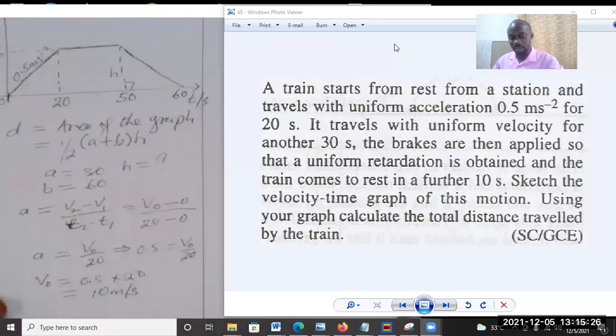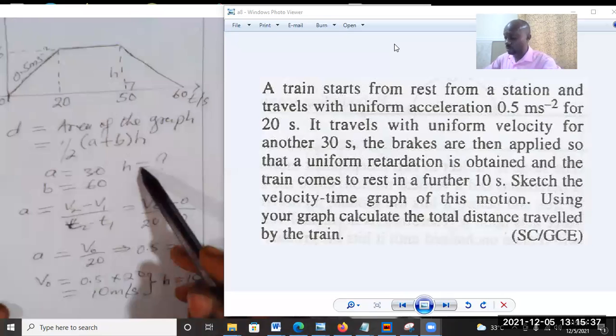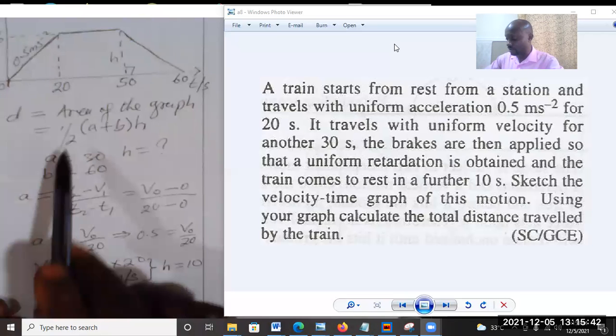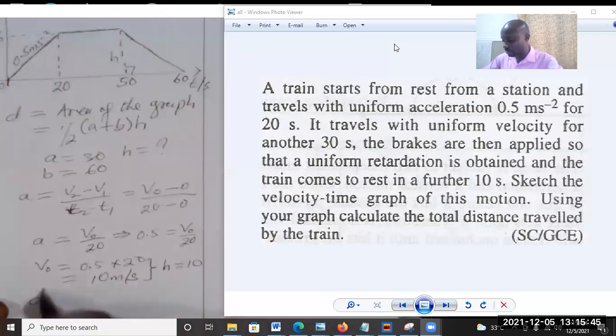That's the speed. Getting the speed means that we have obtained H, which is 10. Remember, H was unknown here. Now we have to go back to the expression, this expression here. We're looking for the distance. D is equal to half (A plus B) times H. Substitute the values. A we have to be 30 and B given as 60. H we calculated, that's 10.